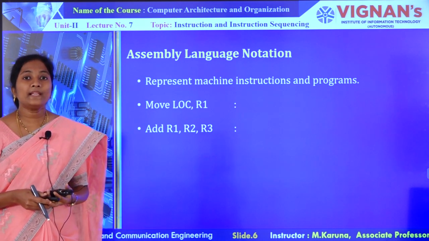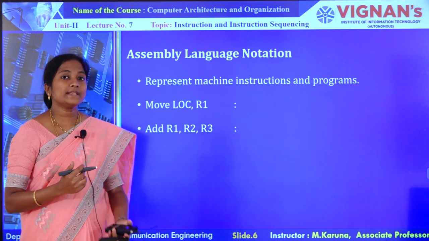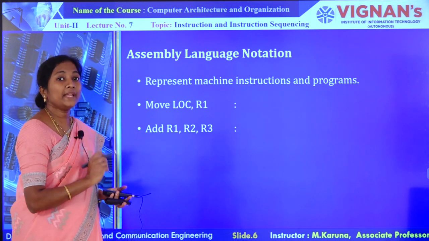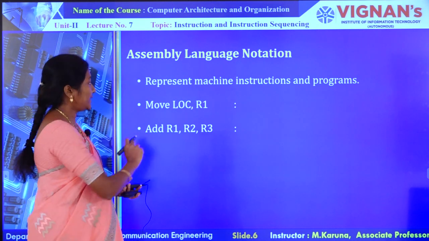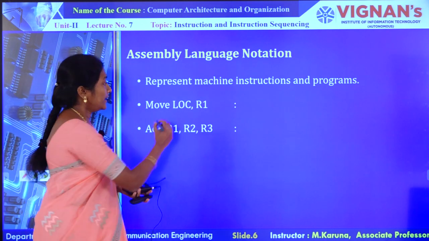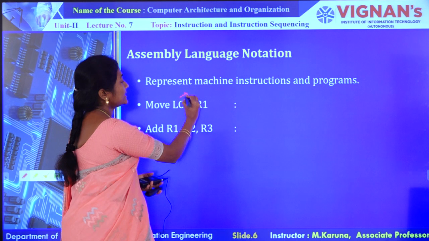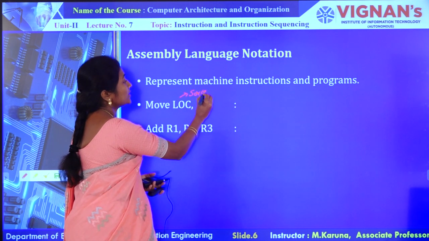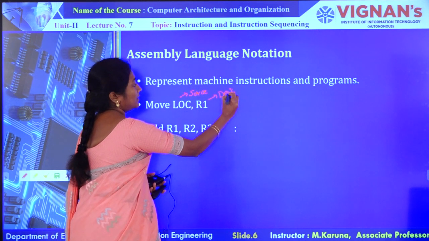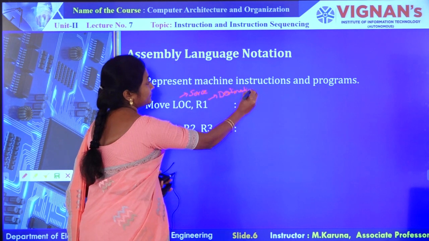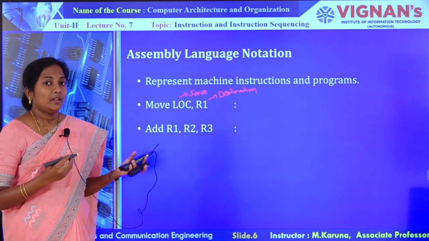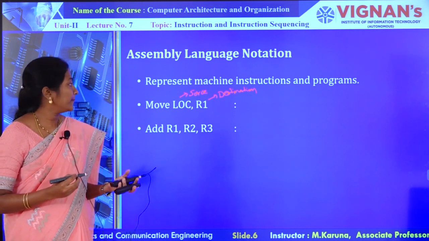Coming to the assembly language notation. In this case, the instruction for performing a move or transfer is specified by the following notation: move LOC comma R1. Here LOC is the source and R1 is the destination. So, this instruction is a transfer instruction.